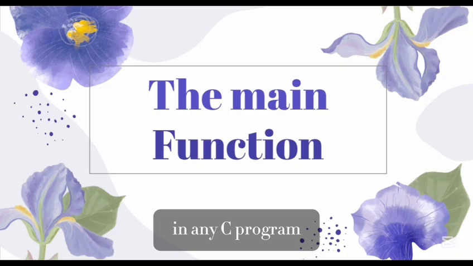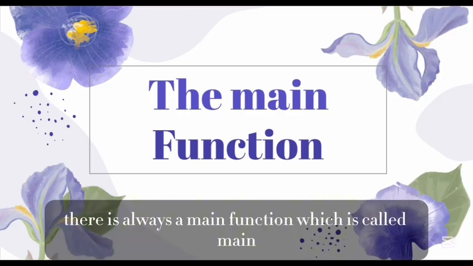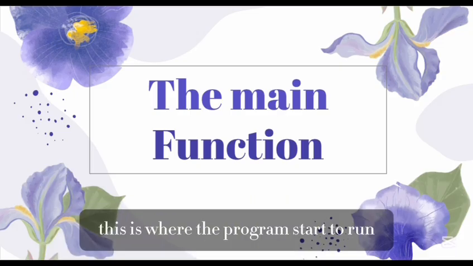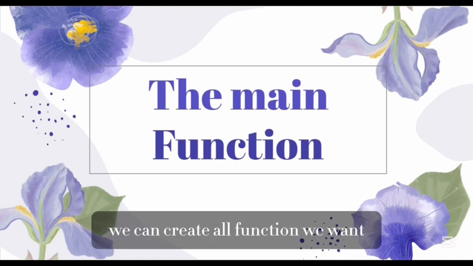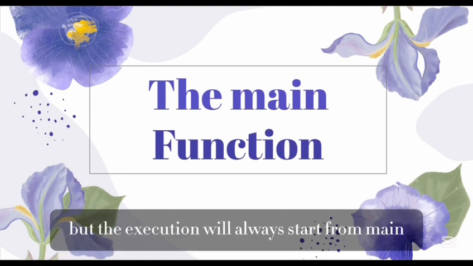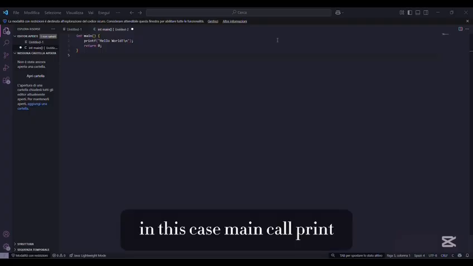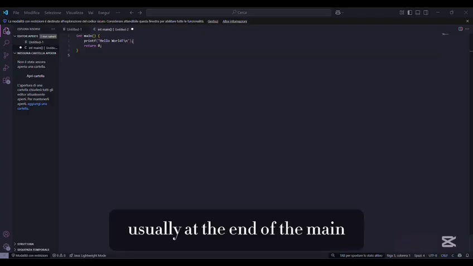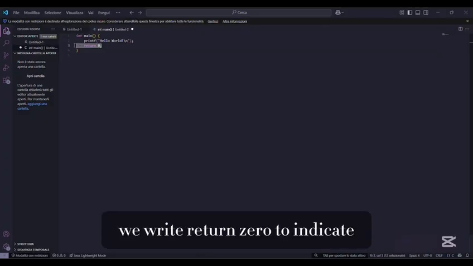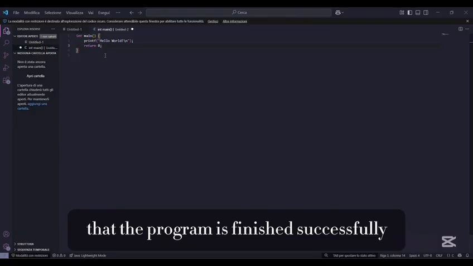In any C program, there is always a main function, which is called main. This is where the program starts to run. We can create as many functions as we want, but the execution will always start from main. In this case, main calls print, which prints to the screen. Usually at the end of main, we write return 0 to indicate that the program finished successfully.